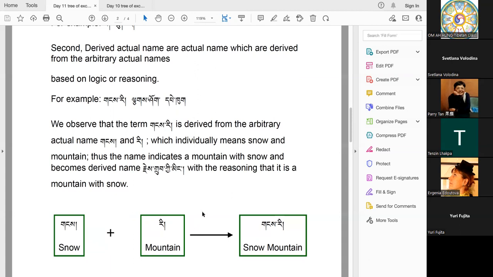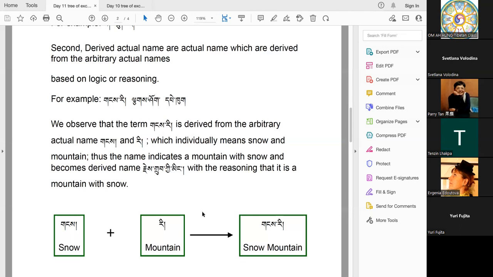And then we say, oh, so this is the reasoning. So therefore, it's called Jirup, meaning derived. Derived from what? Derived from the arbitrary names.